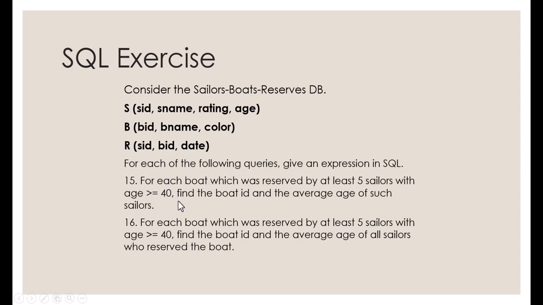Okay, 15 is asking to find the boat ID and the average age of such sailors. So meaning these sailors should meet the age criteria. So we want the average age of sailors who meet this age criteria, which they should be greater than or equal to 40. Okay, and then 16, it's similar, but it's finding the boat ID and the average age of sailors, all sailors, it doesn't matter what age they are, who have reserved such boats. Okay, so that's the difference here.